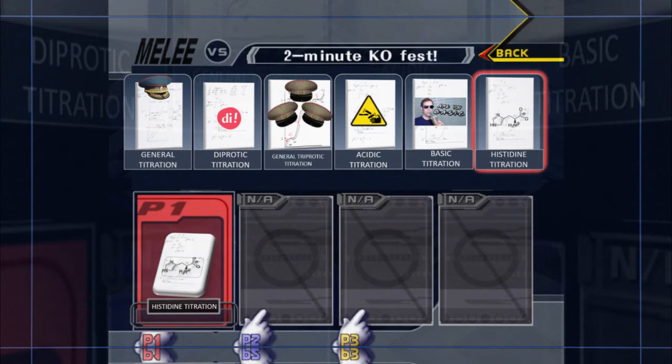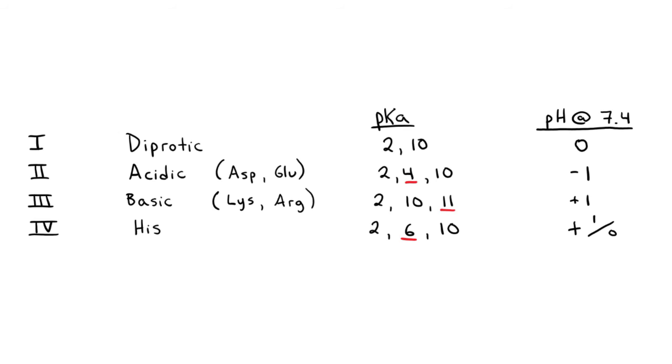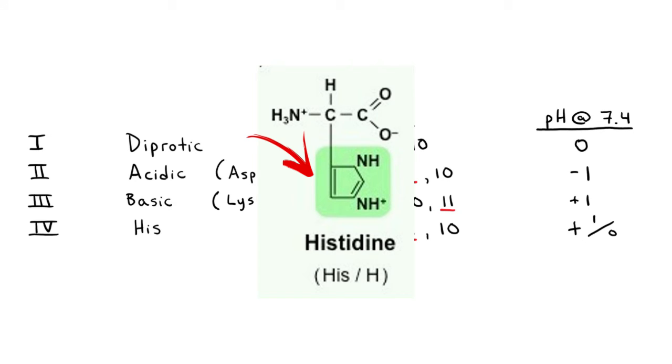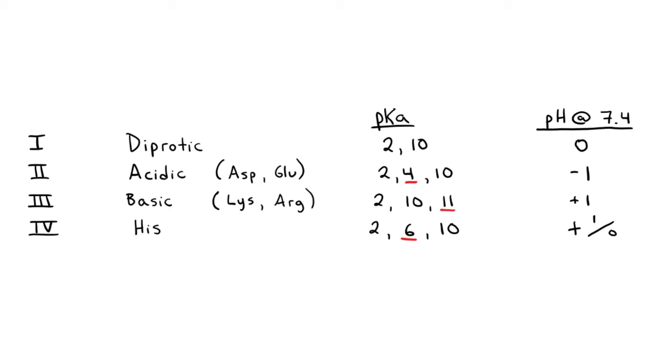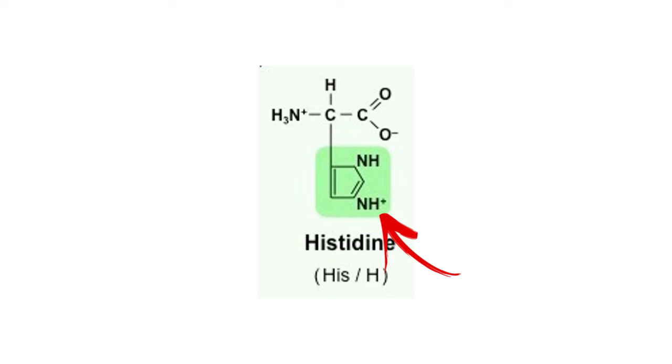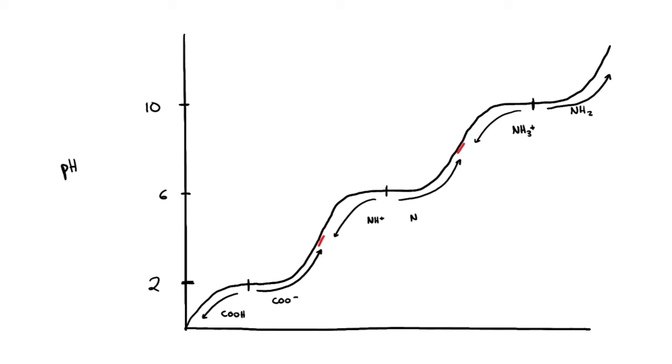Histidine Titration. Histidine technically falls under the category of triprotic acidic titration, but because of its weird ring structure here, the charges and changing pHs actually work a little bit differently. The pKa's for histidine are slightly different. The pKa's are 1.82, 6.0, and 9.17. The side chain that is going to be changing in charge is this nitrogen right here. Other than that, histidine titration works identically to acidic titration.